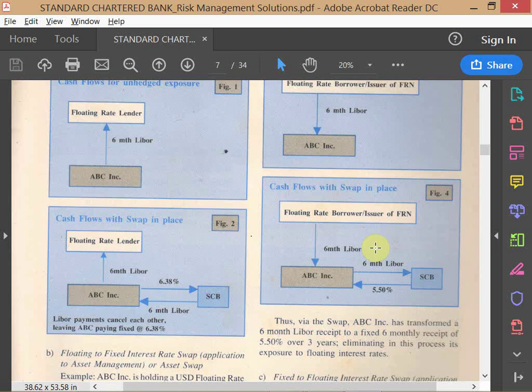Is this clear? So after doing the swap, what is the net cost of debt for ABC in this chart? Guy, tell me. 6.38%. Is everyone clear why that is the net cost of debt? Are you clear why that is the net cost of debt?